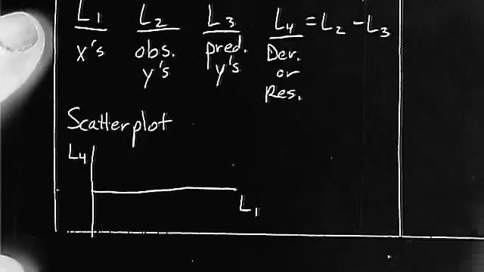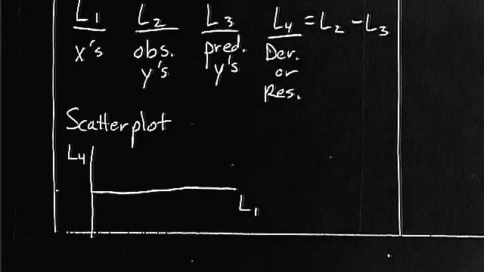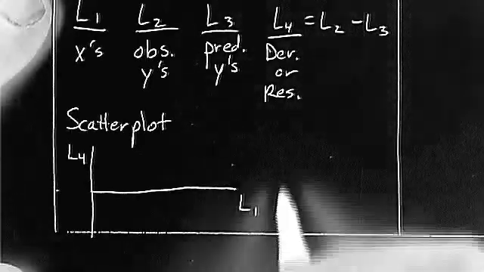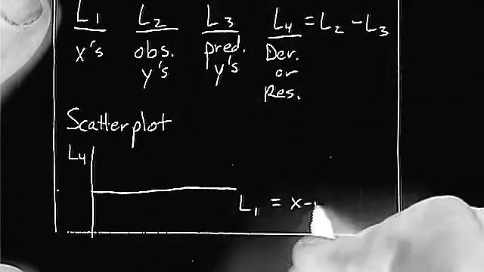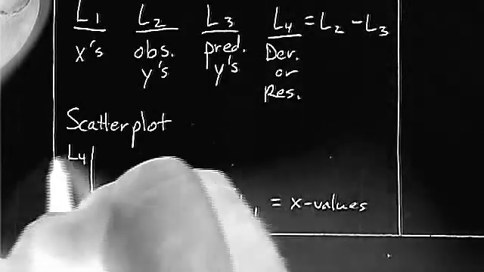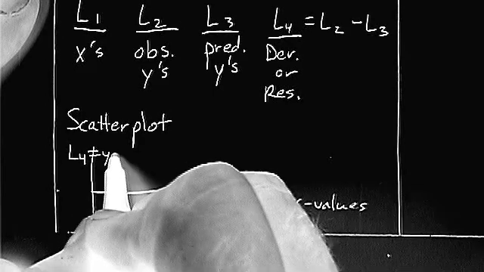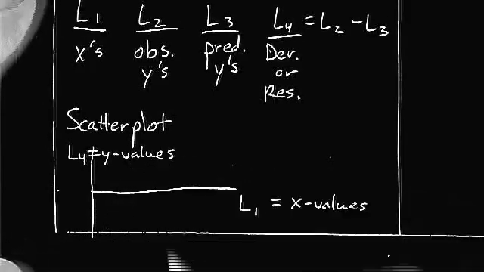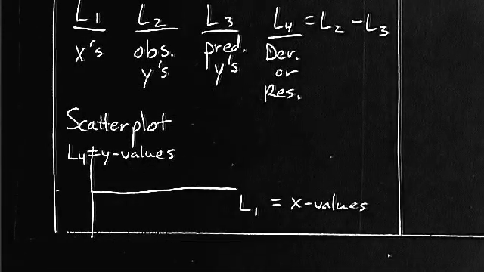Well, what is a residual plot? A residual plot is nothing more than a scatter plot using list 1 for the x values and list 4 for the y values. And we'll set those up here in a minute.